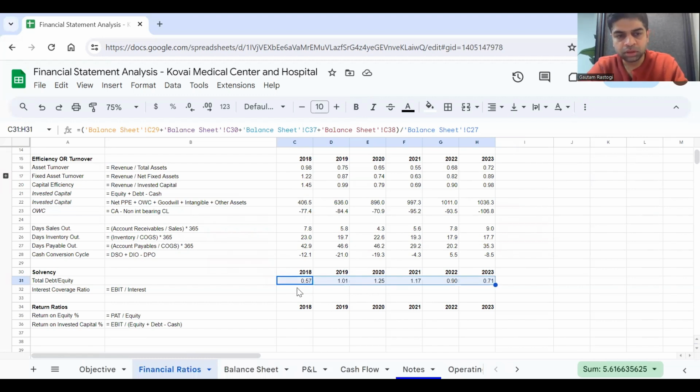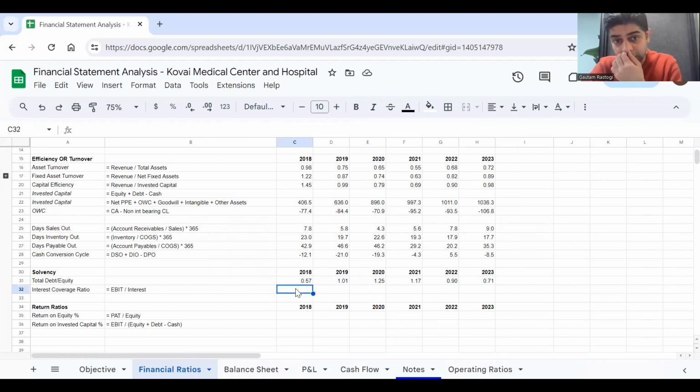Okay. So now this is the interest coverage ratio. It measures a company's ability to pay off the interest on its debt through its business operations, through the profit that they make through their business operations. That's what the interest coverage ratio is.